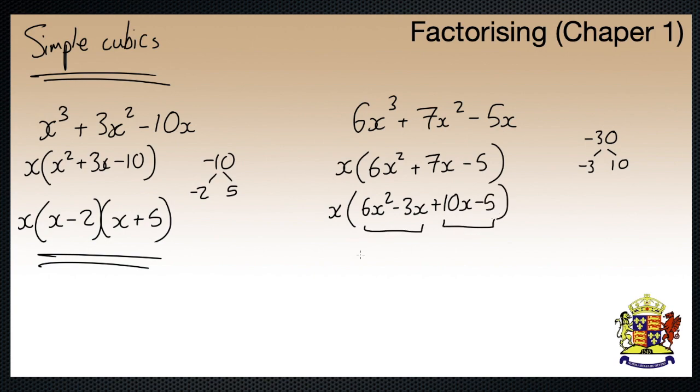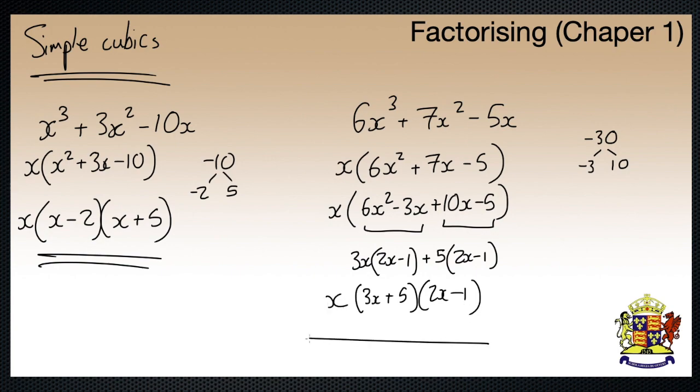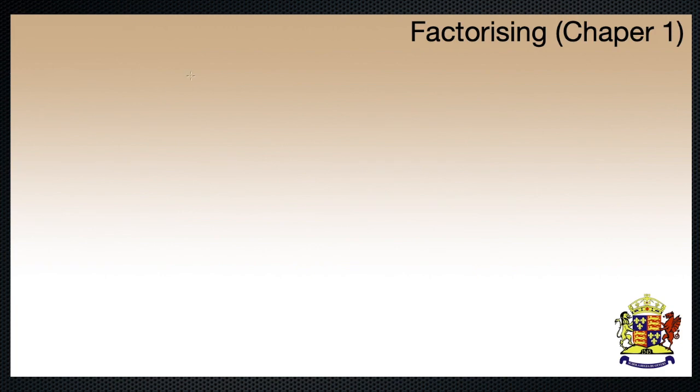Factorise each bit individually. 3x squared, let's go for 2x minus 1, that makes sense, yes. Plus 5 brackets 2x minus 1. This becomes, as a double bracket, 3x plus 5, 2x minus 1, and then put the x back on the front. We are factorised. Okay, take the x out to start with, and then it's no more difficult than solving a quadratic.